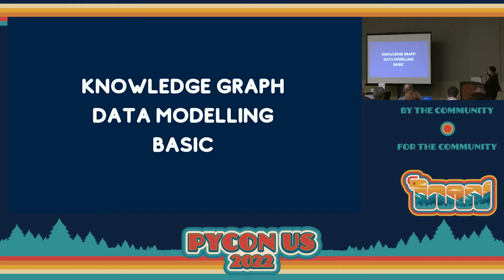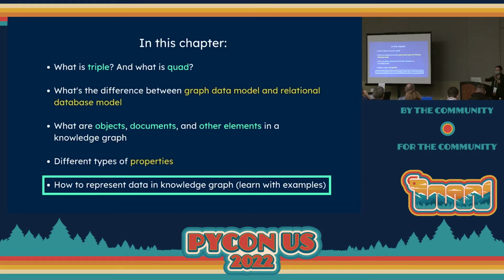So this knowledge graph, right? There are some keywords that we will go through today. We'll learn what a triple is, what a quad is, and how a graph data model is different from a relational data model. I always compare them like this: one is 3D, one is 2D. What does that mean? There are also other terms we use for describing things in a knowledge graph, like objects, documents, properties, and other stuff. We'll explain that.